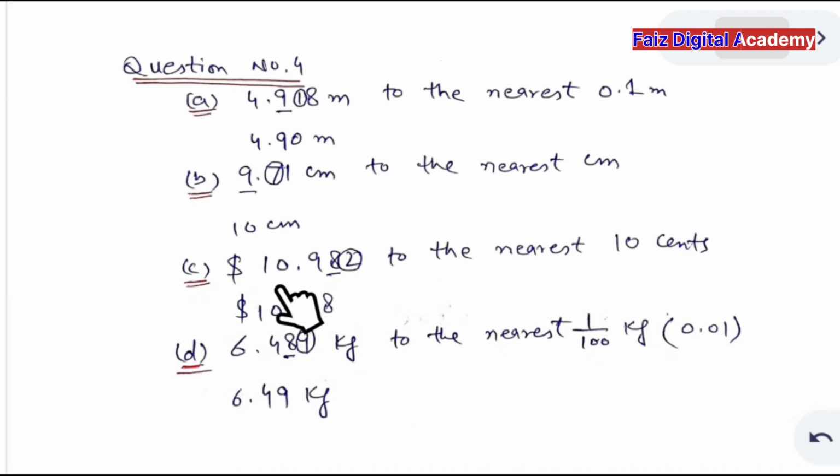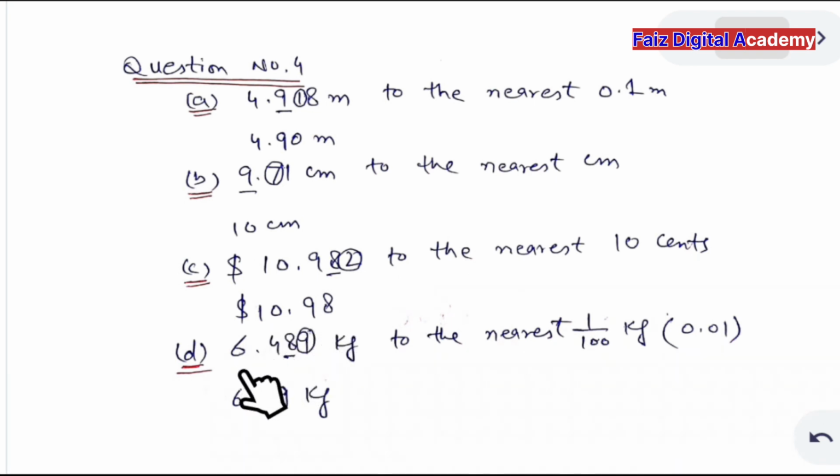In C part, $10.982 to the nearest 10 cents. So 10 cents are the last digit 8 that is underlined, which is decided on the basis of this 2.